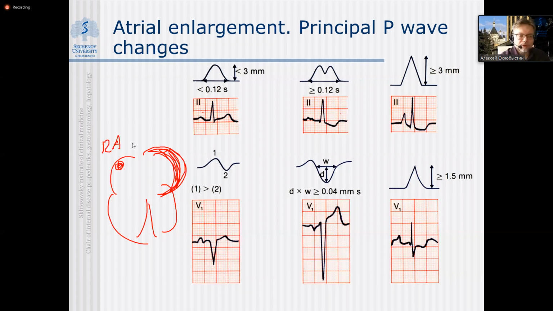And therefore, the impulse should pass a longer way, and it will take longer to encircle the whole atrial activation. Even if the hypertrophied myocardium is absolutely normal, it will take longer time, but typically it will be abnormal. And therefore, in the case of left atrial hypertrophy, you'll get elongation, widening of the P wave. It will be more than 0.12 seconds, or at least equal to that.